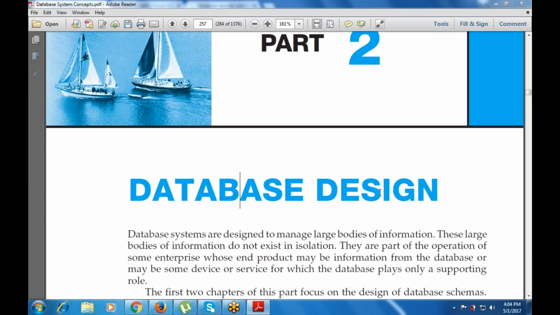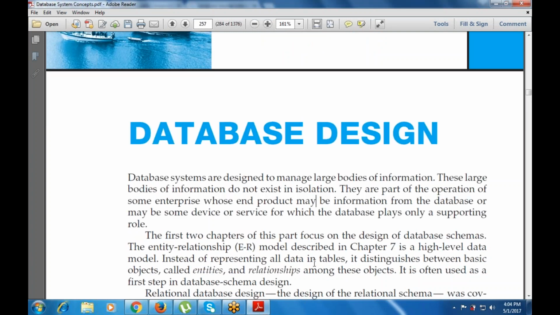So basically, there are various approaches in database development. First part is analysis that we have finished. Next is the designing that includes the various diagrams, pictures. Database systems are designed to manage large bodies of information, which brings information not in isolation but also works with various terms, various conditions. The first two approaches focus on the design of the database schema, which includes one of the main diagrams, the ER diagram or ER model, entity relationship model.